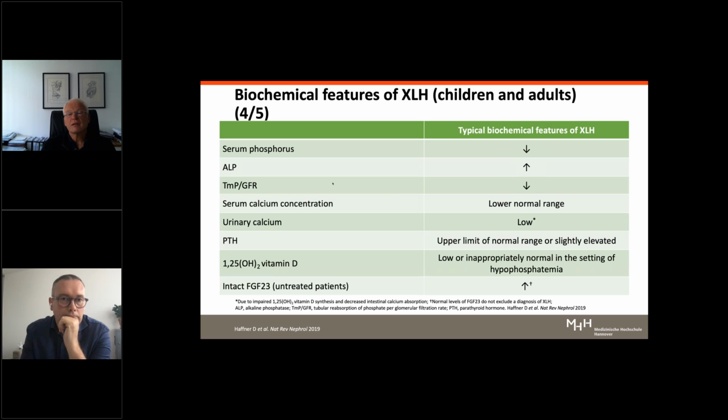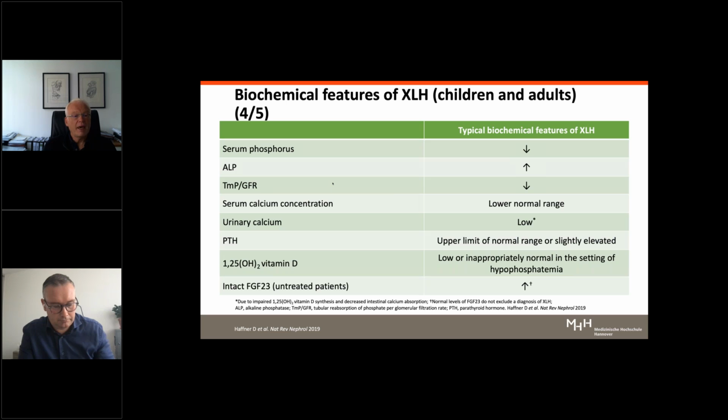But please don't get mixed up that this may be calcipenic rickets, because in calcipenic rickets, PTH levels are markedly elevated. So if PTH is elevated just a little bit above the upper normal range, don't bother. This is compatible with the diagnosis of XLH. And 1,25, they are usually normal or inappropriately normal in the setting of hypophosphatemia. If it's elevated, then it also points to hypophosphatemic rickets with hypercalciuria.